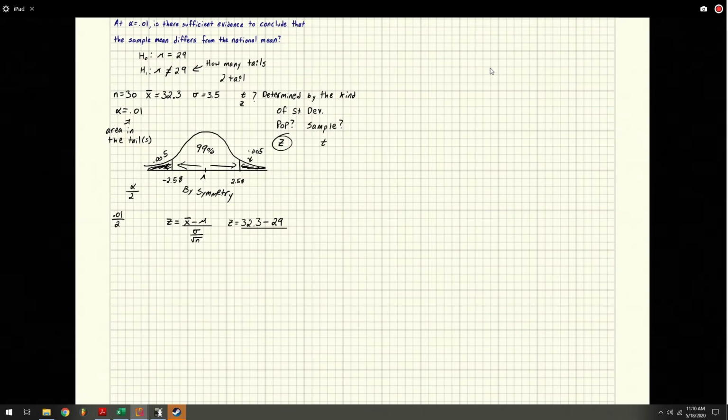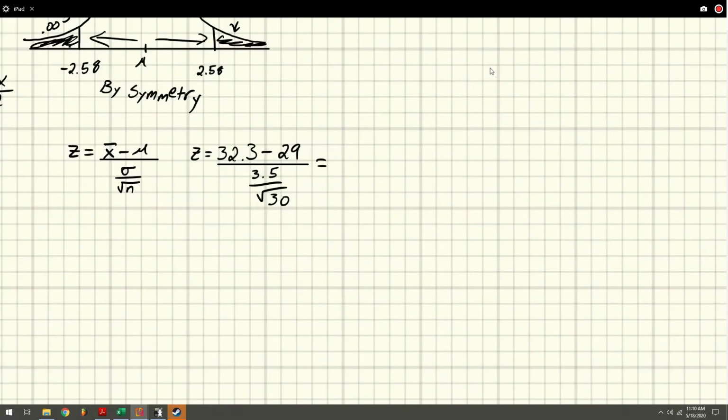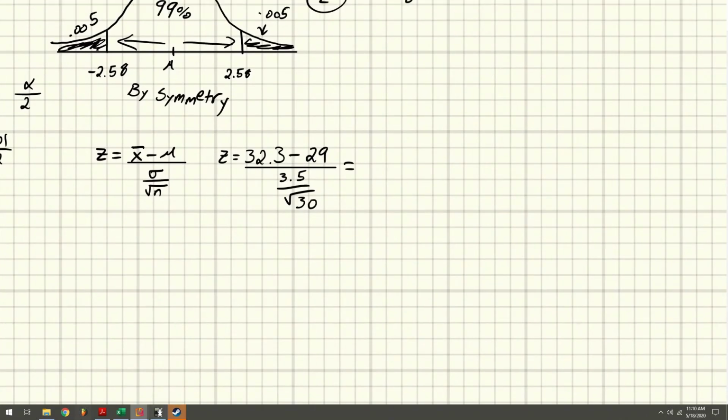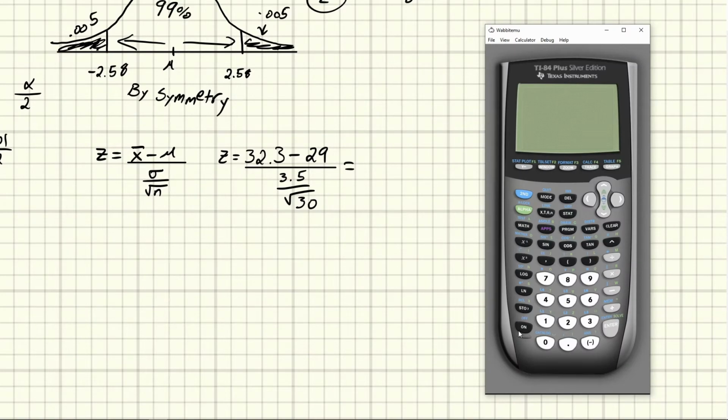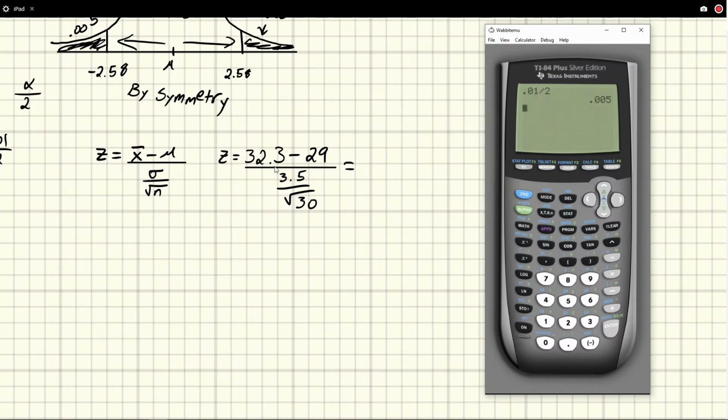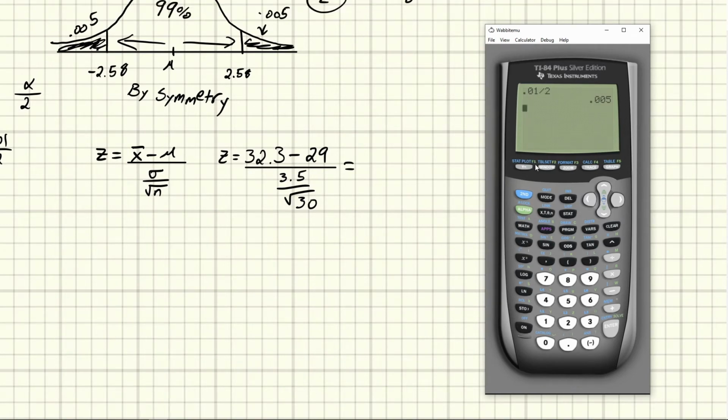Our sigma is 3.5 divided by the square root of n, which is 30. This is going to be equal to something. Let's figure out what that is. So let's grab our calculator. All right, and we're going to turn our calculator on. Now here we've got a fraction right off the bat, so we're going to pull up the fraction menu. To do that, we want to hit the F1, and that's green. So we're going to hit green, F1, and we're going to choose the fraction, numerator over denominator.